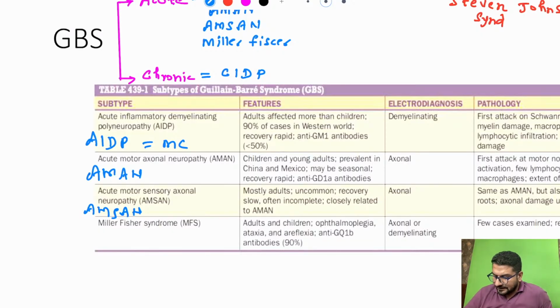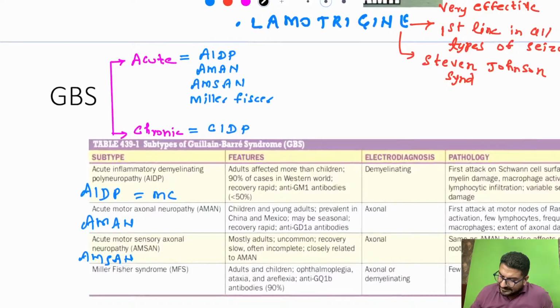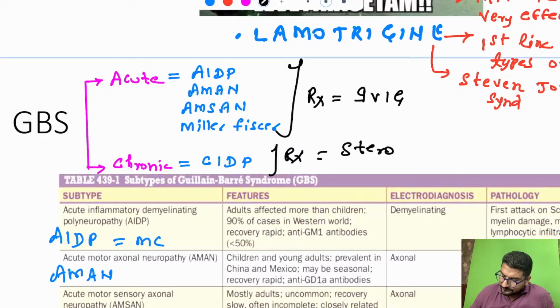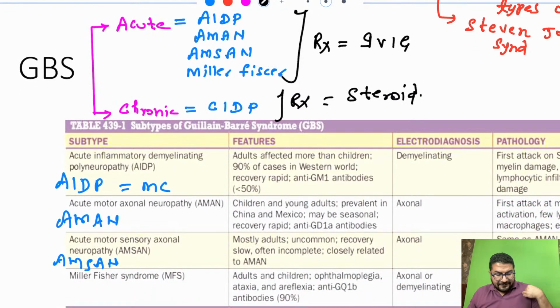Now understand this thing. They ask you questions on management. So understand in all acute types how you will treat. In acute we will give IVIG. In chronic type what do we give? Steroid. Now what type of question do they ask you in exam? They ask you that these types will have some antibodies. So just understand this thing. In AIDP, which is the most common type, you will see an antibody. This antibody is called anti-GM1.